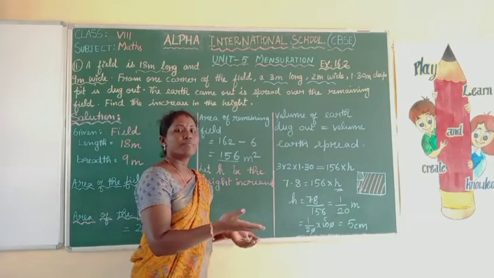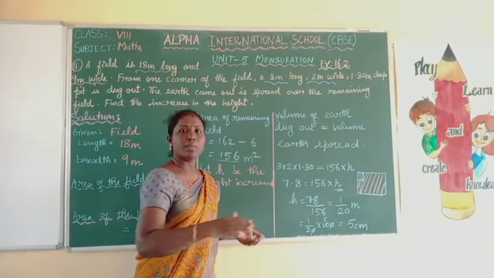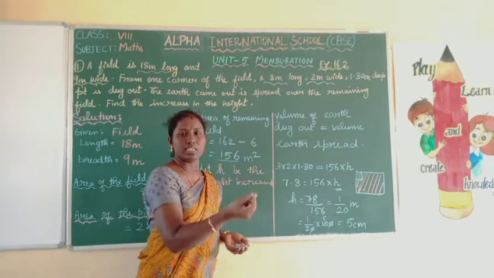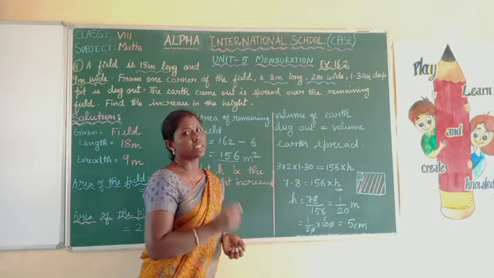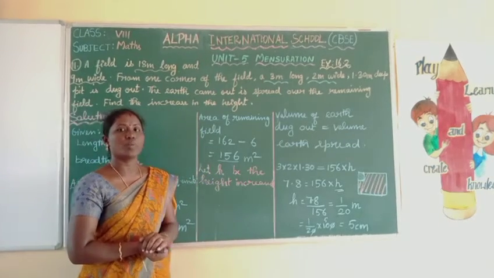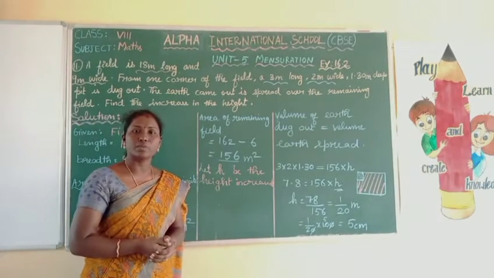So if the dug out earth is spread in the remaining field, the field height will increase by 5 centimeter. I hope you understood this problem. Now we will move to the next problem.